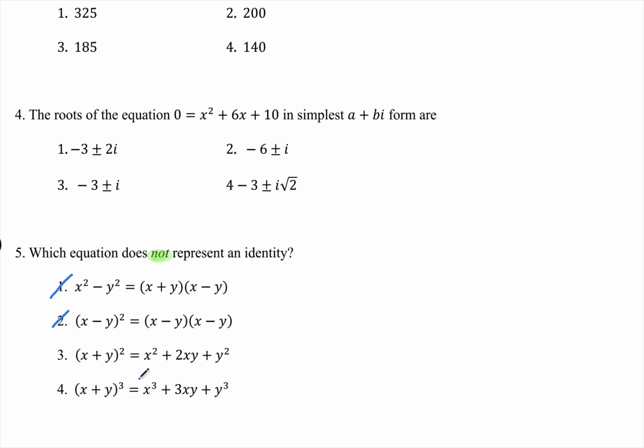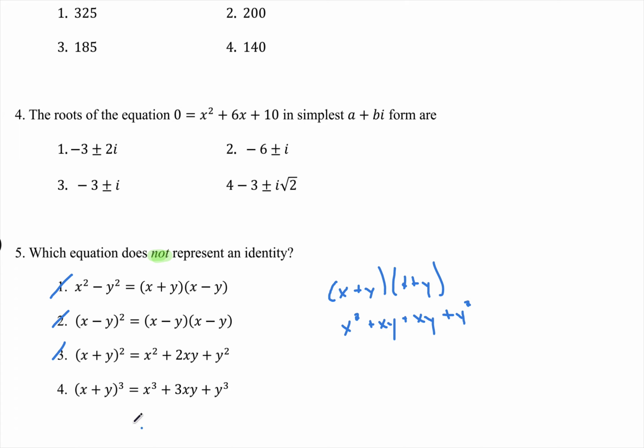This one, x plus y squared, looks exactly like this. So if I rewrite this out, what am I really saying? I'll just do it over here. x plus y times x plus y leaves me with what? x times x, x squared. x times y, plus xy. y times x, plus another xy. y times y, plus y squared. x squared plus 2xy plus y squared. This one is also an identity.